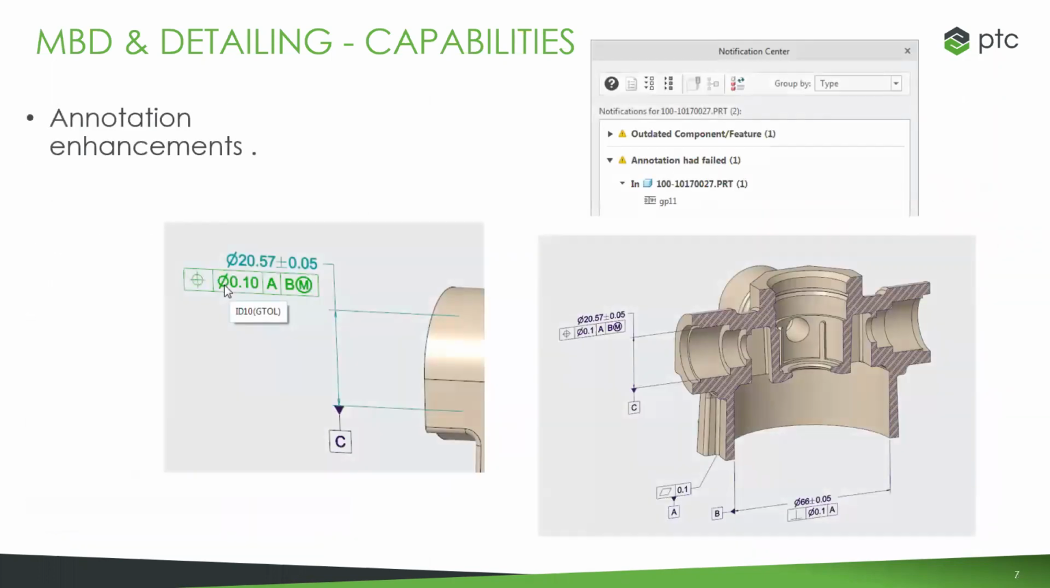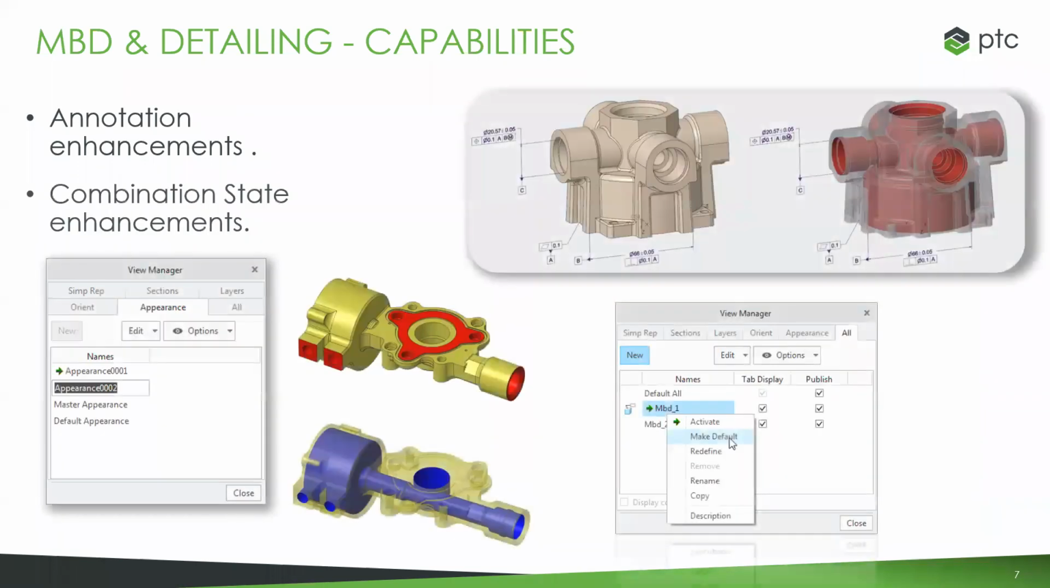And looking at annotations, we have a lot of enhancements in this space around, first and foremost, recognizing the surfaces that we reference in those annotations. So for example, if you happen to change a surface, the system will throw you a warning. So you can go through and edit any of those annotations. Also, the idea of combination states. This is where you can view different parts of your models or assemblies in different views, orientations, or view states.